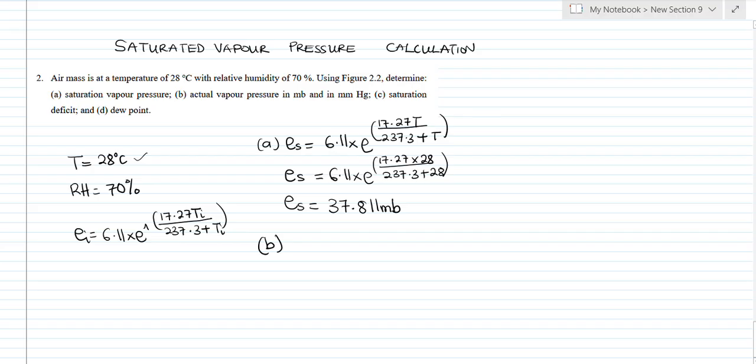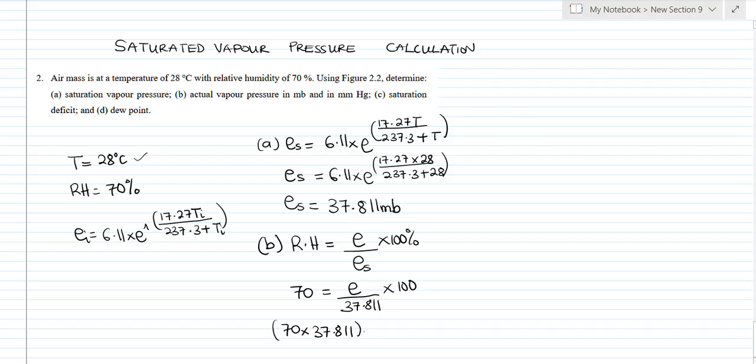Okay, with that in place, we can find the actual vapor pressure. Although we don't have the dew point temperature, we can find actual vapor pressure out of the relative humidity. Remember, relative humidity is equal to the actual vapor pressure over the saturated vapor pressure times 100%. You get it? So now we have 70 equals actual vapor pressure, which we don't know, over saturated vapor pressure 37.811, times 100. So we are looking for E. So 70 times 37.811 is equal to 100 times E, right?